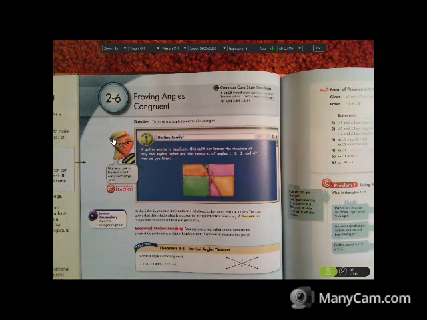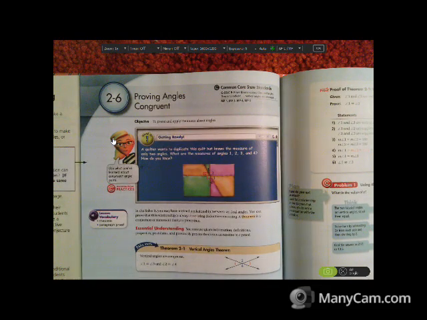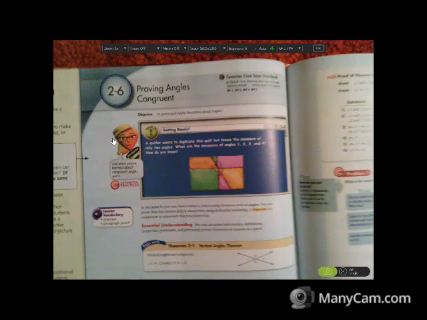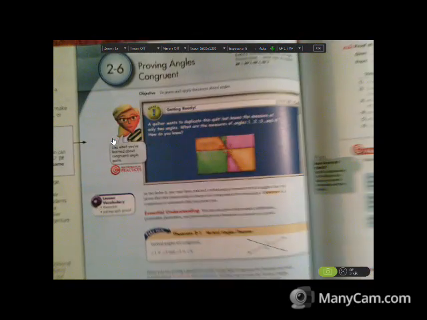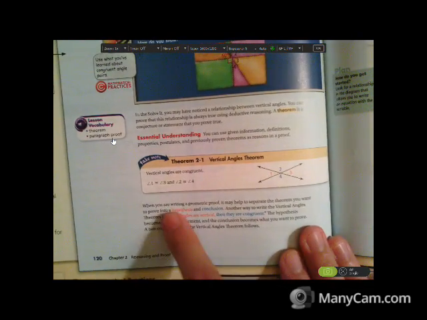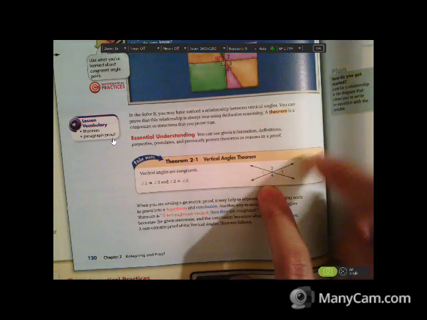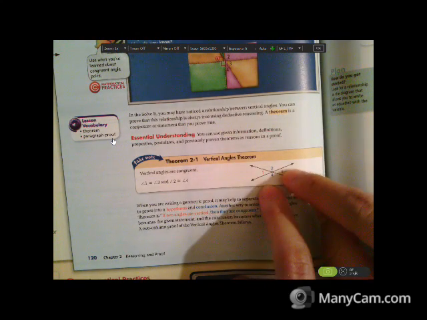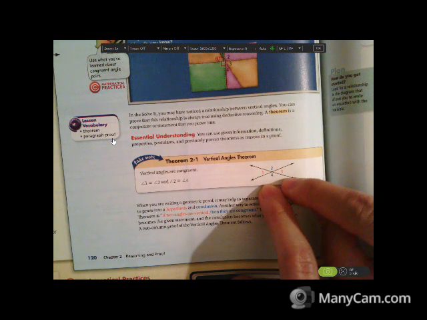So let us look at one of the angle theorems that is very important. See this, the vertical angle theorem. Vertical angles are congruent, so angles 1 and 3 are congruent to each other, and 2 and 4. Vertical angles are directly across from each other. So let us look at problem 1.